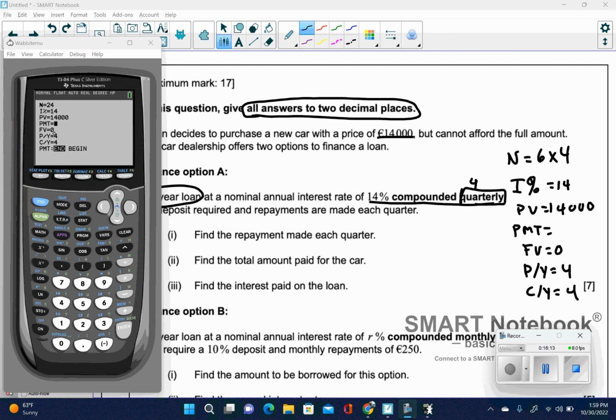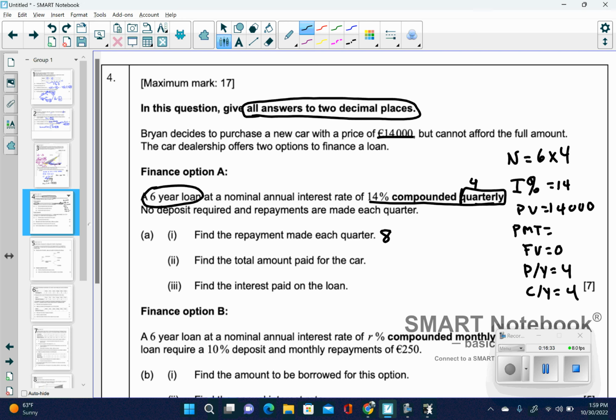So we are looking to see, for part A, it says find the repayment made each quarter. So we want to hit payment right here, and all we're going to do is hit alpha, which is the green button, and enter, which is solve, and it gives us $871.82. Okay. So that is how much he is paying for each quarter. Well, this is not dollars, but this is pounds. So the symbol looks something like that. All right. So that's the answer for the first part.